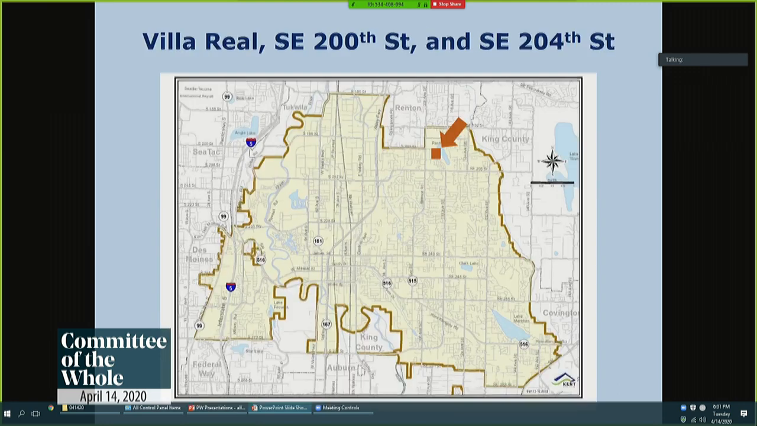Okay, next slide, please. The next neighborhood is called Villa Real. This is east of 108th Avenue, also known as Benson or State Route 515, between 200th Street and 204th Street. This is one of the neighborhoods whose homeowners association approached us about narrow streets and their concerns about emergency access. Next slide, please.